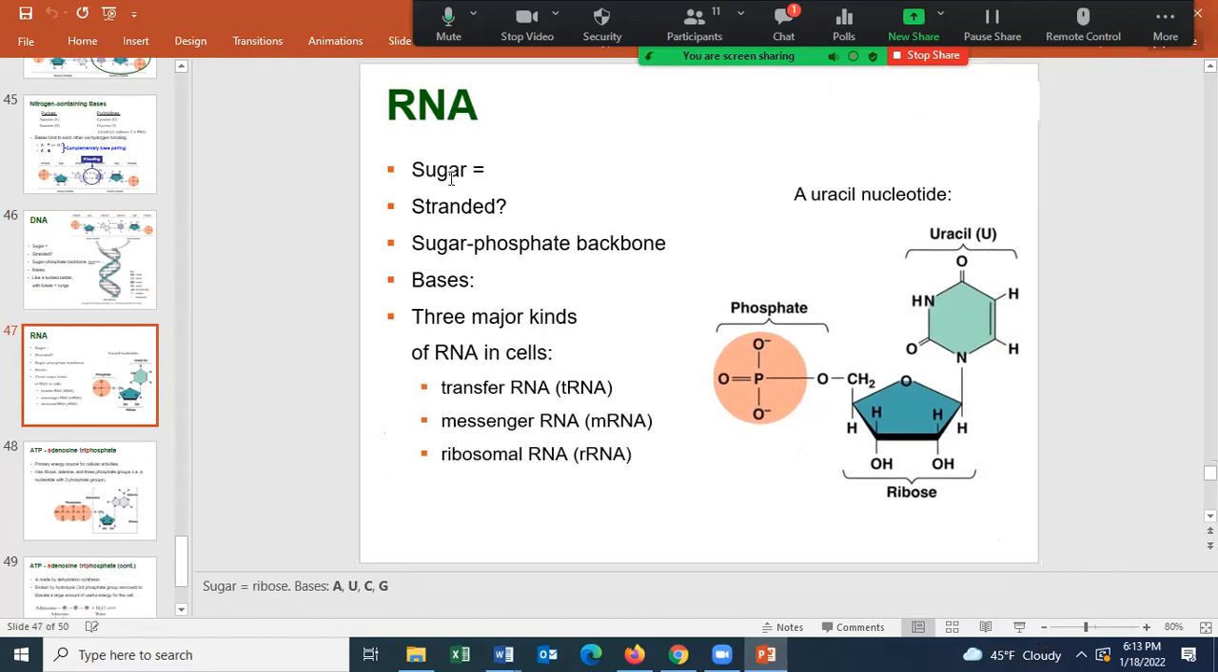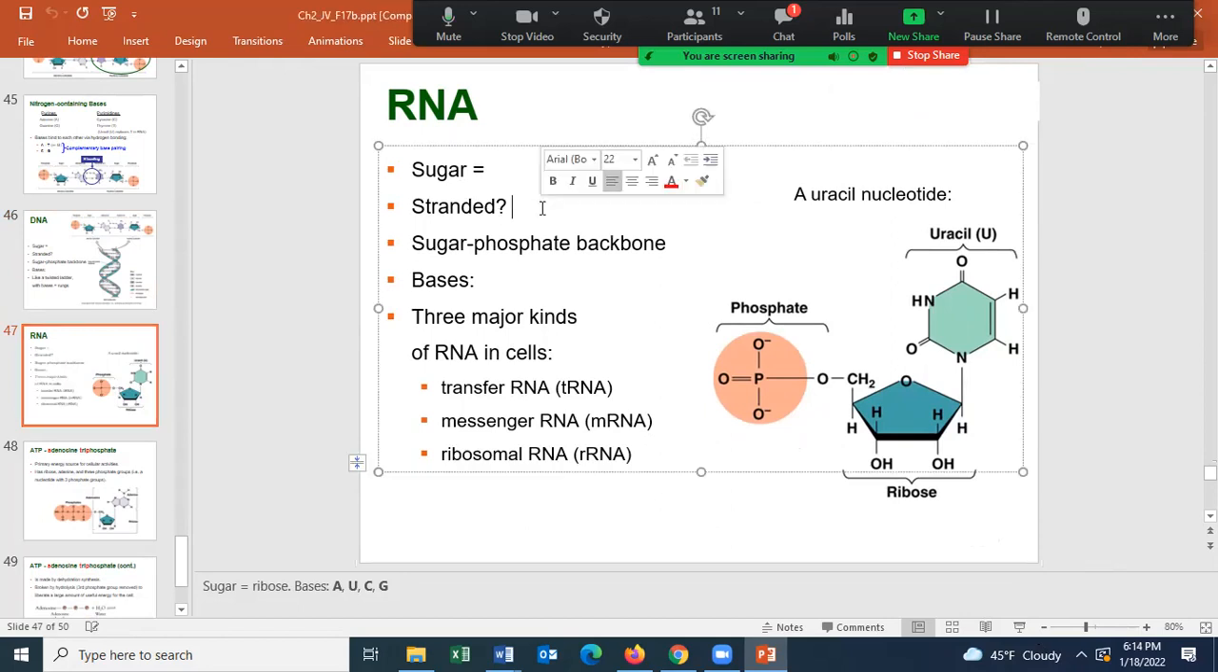RNA, the sugar is ribose. And does anybody know, is RNA single-stranded or double-stranded? Single. Yes, in our cells, RNA is single-stranded. The single strand of RNA is held together by the sugar phosphate backbone. The bases are adenine or A, uracil or U, cytosine or C, guanine or G.